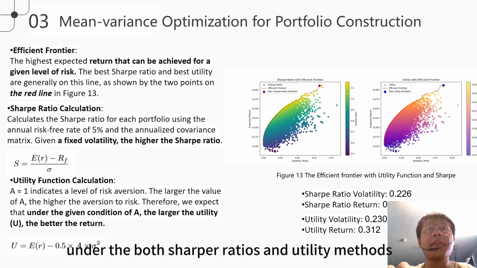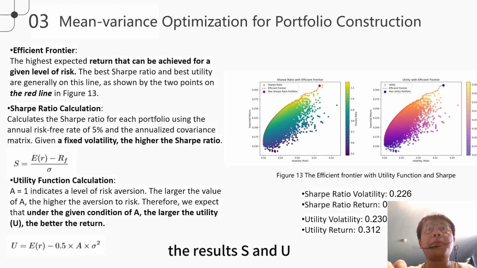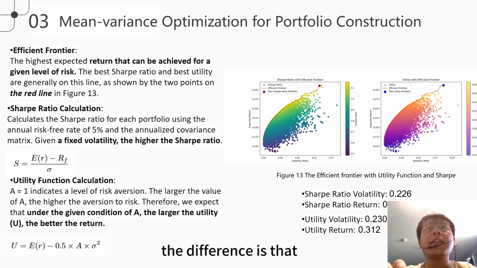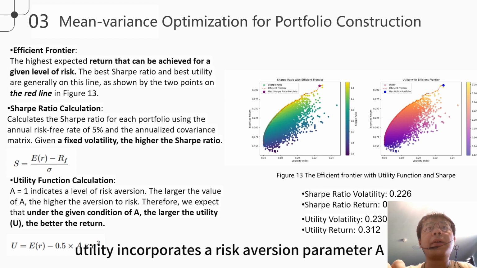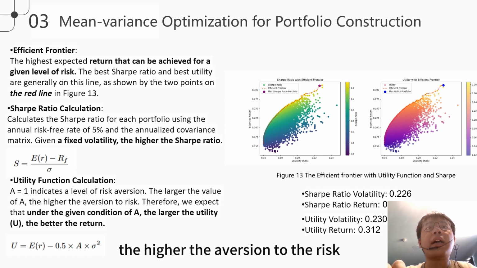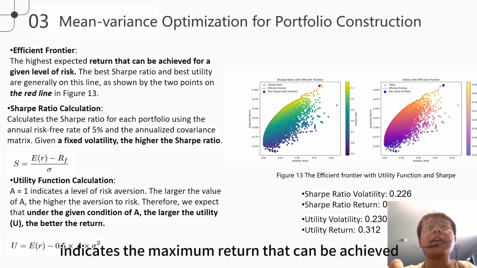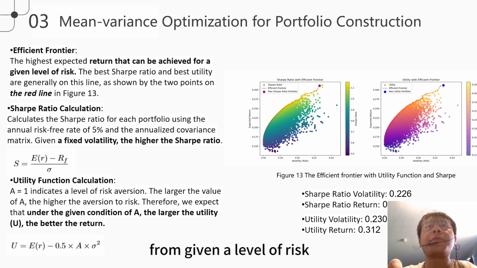and utility methods. For this calculation, the results S and U show that higher returns are better given a specific level of risk. The difference is that utility incorporates a risk aversion parameter A. The larger the value of A, the higher the aversion to risk. As shown in Figure 13, the red dashed line represents the efficient frontier. Points on this line indicate the maximum return that can be achieved given a level of risk.